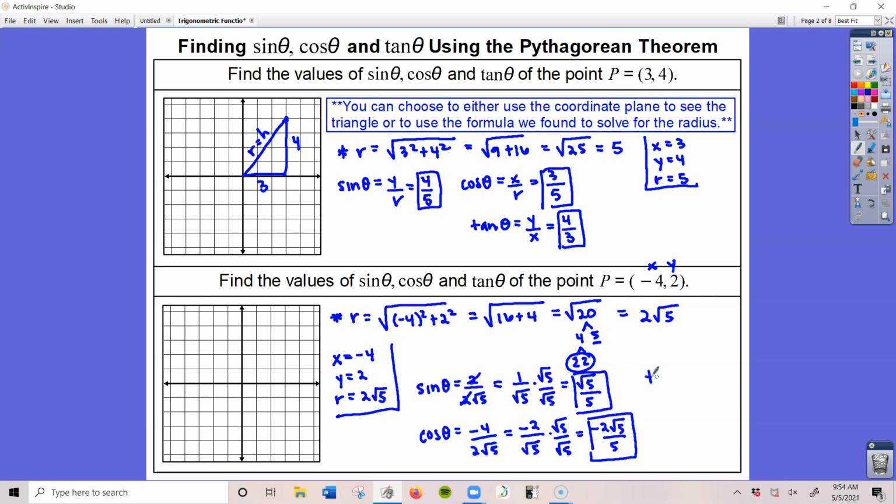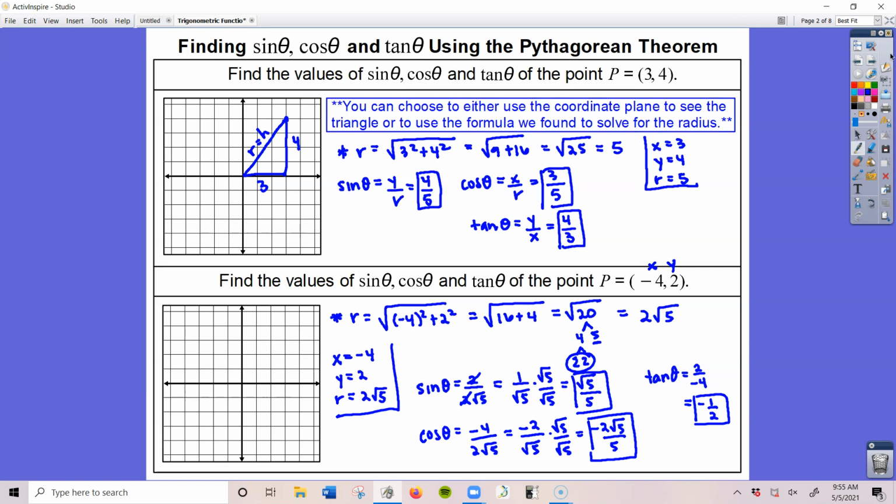Now let's do tangent. Tangent is the y over the x, so 2 over -4, which can be simplified to -1/2. And this would be my tangent value. So that's how we use the x, y, and r to figure out our trig functions.